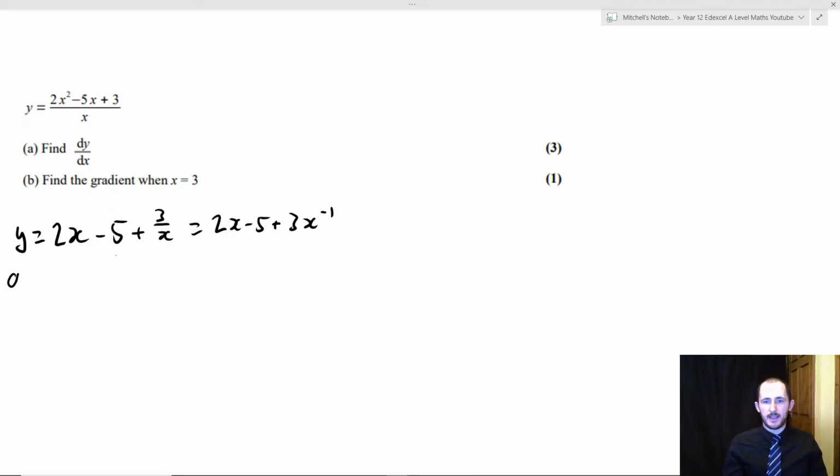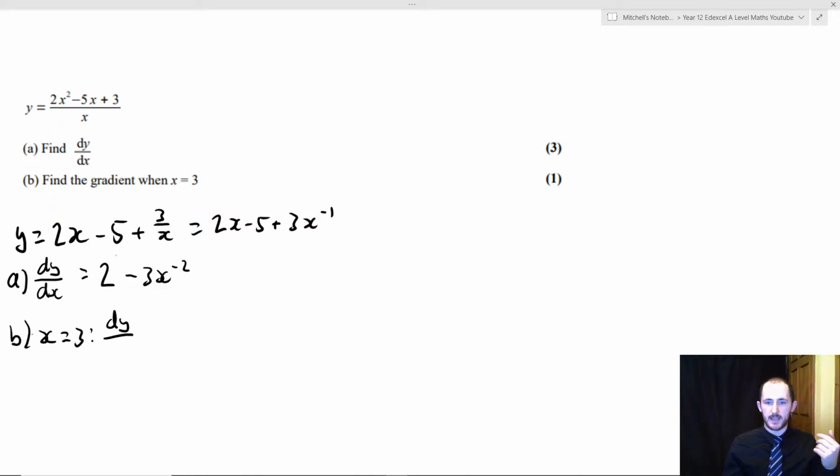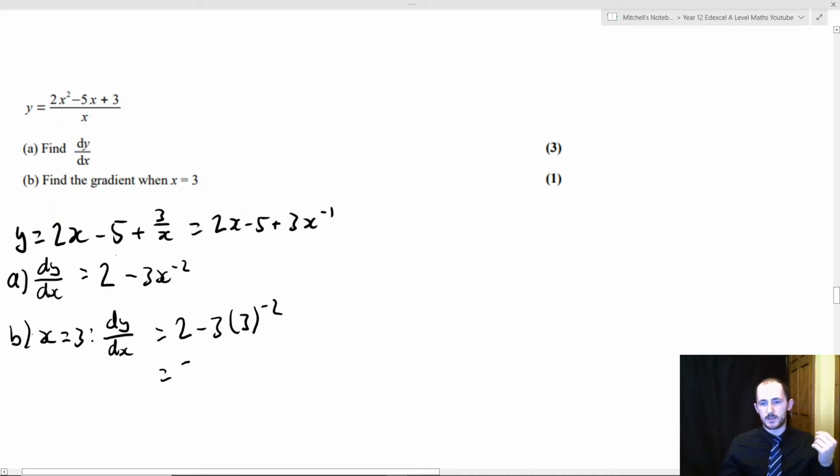Then all we need to do for part A is differentiate, which is equal to 2. The minus 5 goes to 0 because it doesn't change, so there's no rate of change. And that becomes minus 3x to the minus 2. And then lastly for part B, all we need to do is find the gradient when x equals 3. So when x equals 3, dy by dx equals 2 minus 3 over 3 squared. In other words, that's 2 minus 3 over 9. So that's 2 minus a third, which would be 5 thirds.